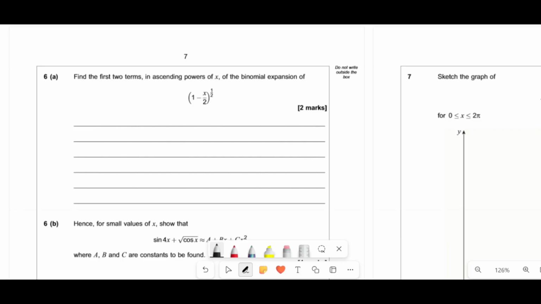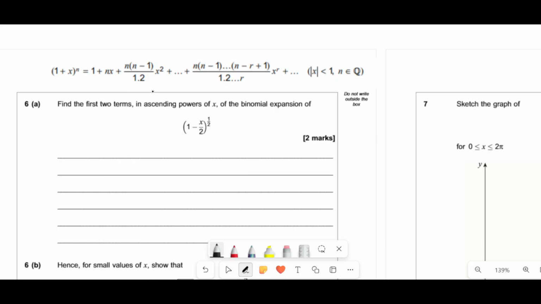Done and dusted. So here it says, find the first two terms in ascending powers of x, the binomial expansion of 1 minus x over 2 to the half. Now in this circumstance, you can't use your nice nCr one because it's not a positive whole integer. Here, what we have is a fraction. So if that's the case, then we're going to have to use that funky formula in the formula book. So if I find that, one sec. So here we're going to have to use this, 1 plus x to the n, where n is not a whole number, so it's going to be this.